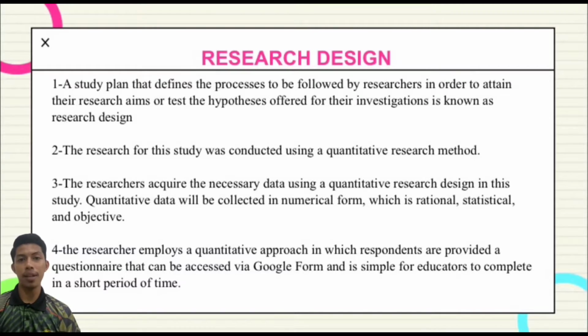Firstly, a study plan that defines the process to be followed by a researcher in order to attain their research aim or test the hypothesis offered for their investigation is known as research design. The research for this study was conducted using a quantitative research method. The researchers acquire the necessary data using a quantitative research design in this study. Quantitative data will be collected in numerous forms, which are rational, statistical, and objective.